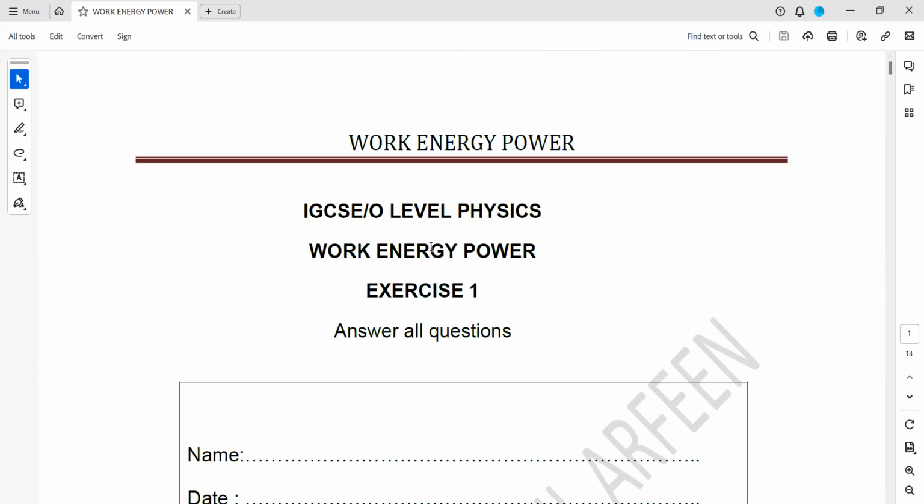So this was exercise 1 from work, energy and power. Tomorrow we'll do more from this exercise. And topic 2.2 will start, which is about the expansions.